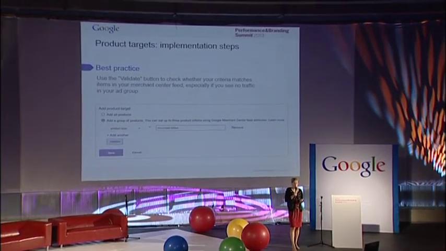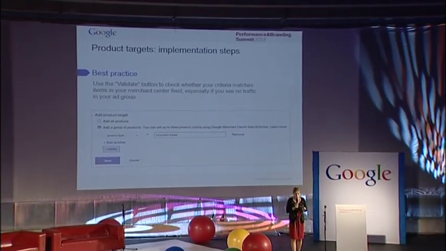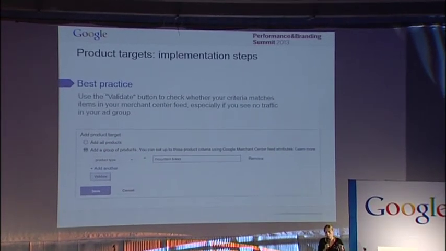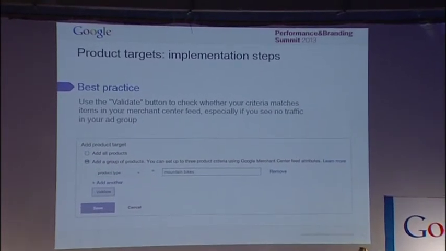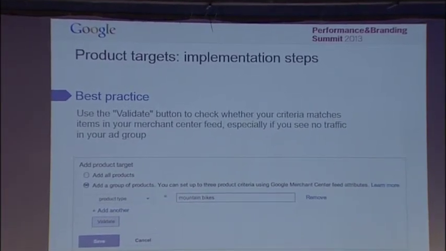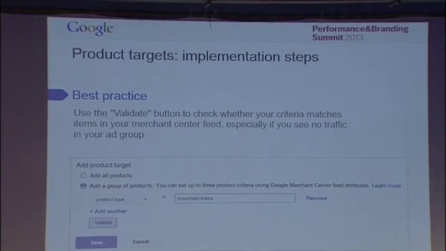So a best practice is really to make sure each time you create a product type to click on the validate button, because that will tell you if there are some products in your feed that really match that product type. Because the way it works is that you need to write mountain bikes exactly the same way as it is in your feed for us to recognize it. So for example, if there's an S at the end, there needs to be an S at the end too in the feed. So validating it is one way to make sure that you're going to have traffic.